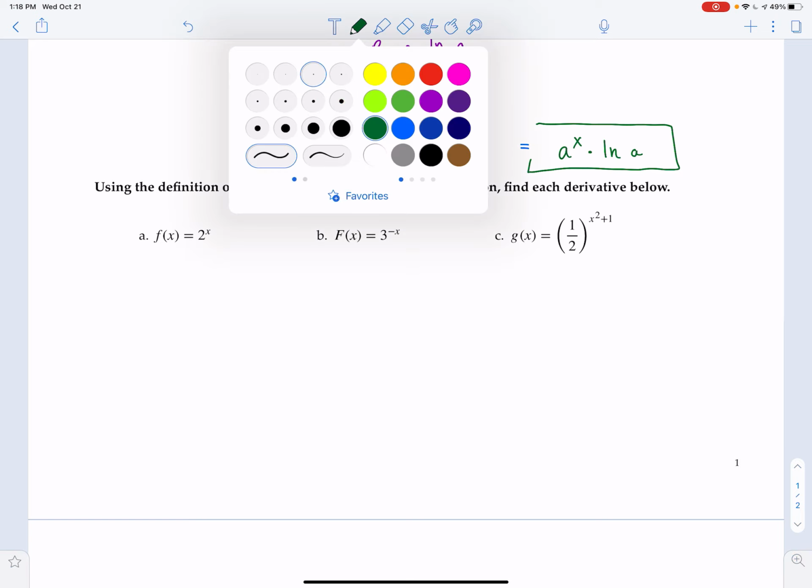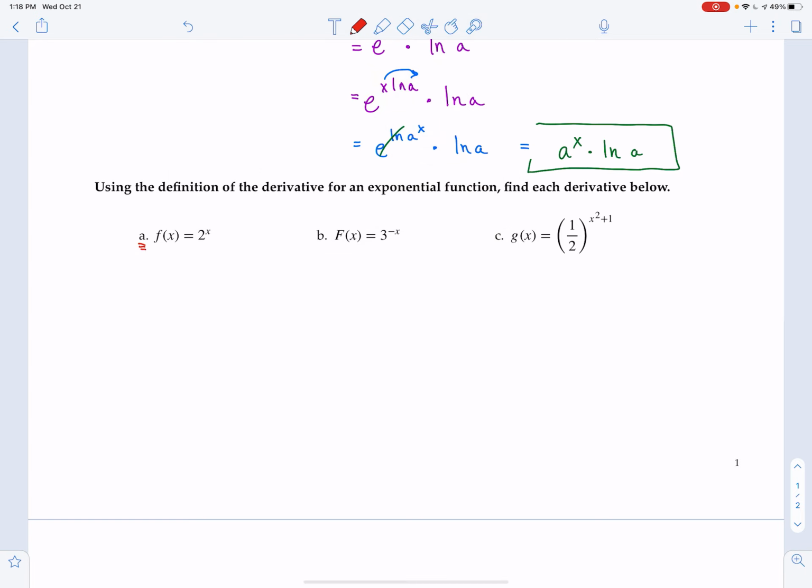So we're going to start off very basically with letter A. F of x is 2 to the x, so f prime of x, following our rule, is going to be 2 to the x times the natural log of 2. And that's it. That is all you have to do. There's nothing more to it than that, and there's no simplifying to be had there. Let's talk about letter B.